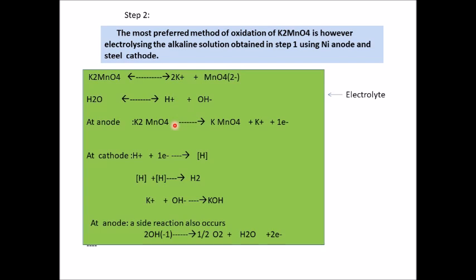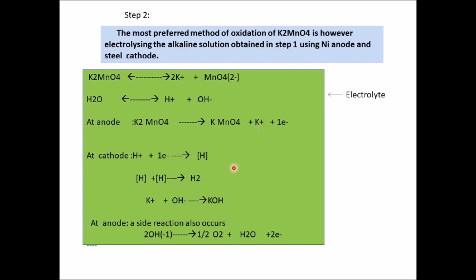At the anode, K2MnO4 is going to form KMnO4, give out one electron and form one K+ ion. Further, at the anode we also see that the OH- ions formed from water are going to form oxygen and give out 2 electrons. This OH- ion now reacts with the K+ ion and gives KOH.